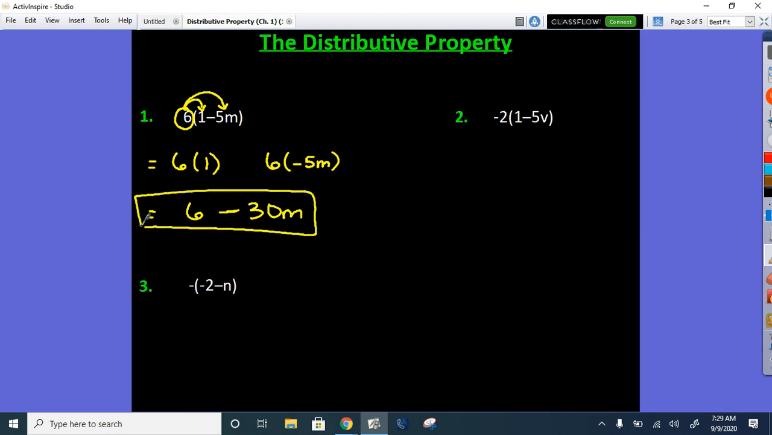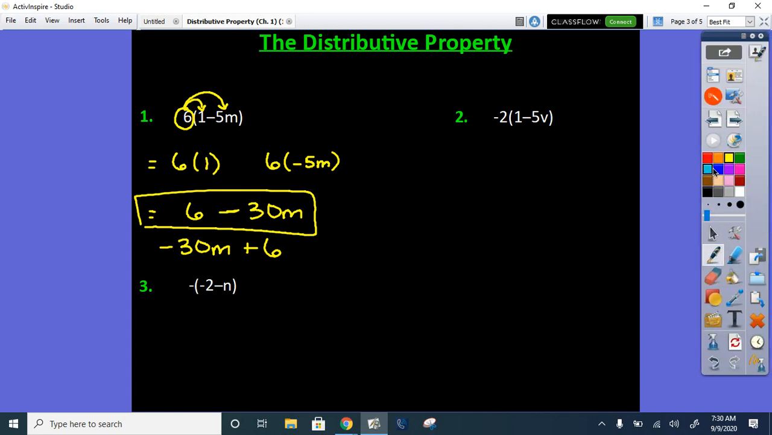The only other way you could express it could be to reverse these. So if I reversed and kept my sign with my 30m and made it negative 30m, and because I have a positive 6 here and it's coming second in my line, I do have to show it's positive by putting an addition sign in there. Both are equivalent. So now I'll go a little bit faster.